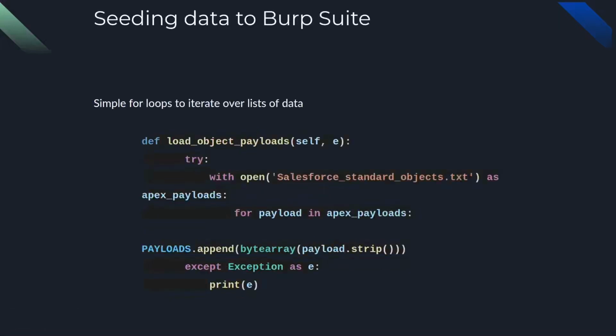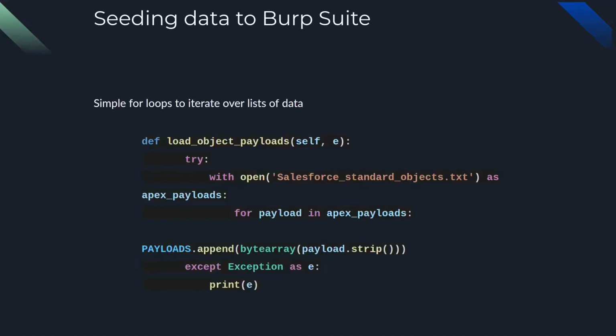Seeding data to Burp Suite. One of the core functionalities for Aura Intruder is being able to seed the standard object list to the Burp payload generator, and this is how we're automating discovery.